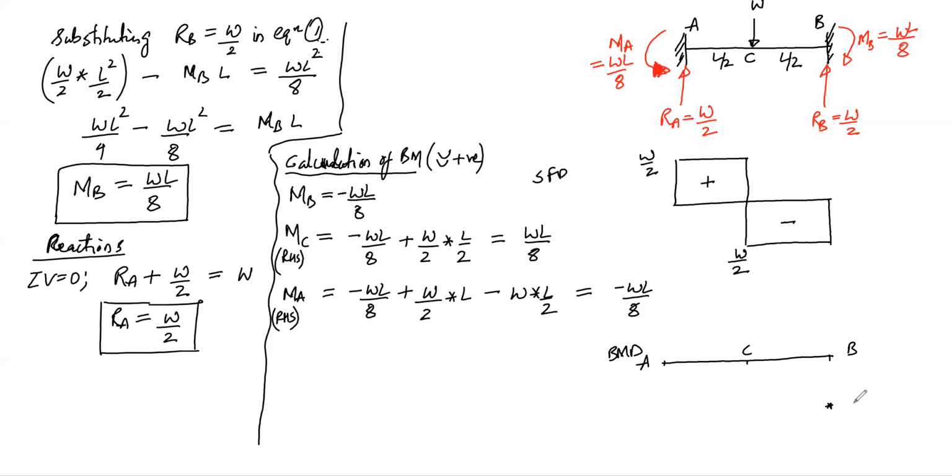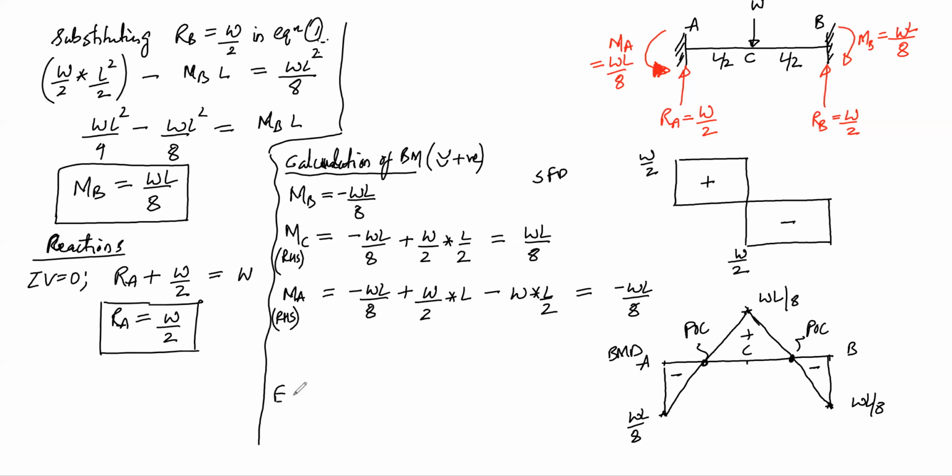So say somewhere here. And at point C, it is positive WL by 8. So say somewhere here, WL by 8. And moment at A is minus WL by 8. So here, this is WL by 8. And because it is only one single point load, you can join all these points by straight lines like this. So this is your BMD. This is negative, this is positive, this is negative. And you have 2 points of contraflexure here, which can be calculated if required.